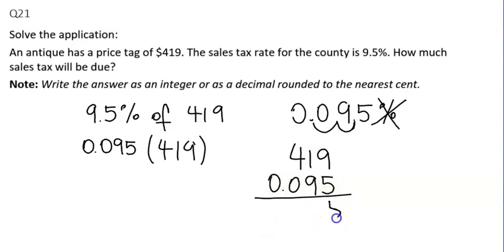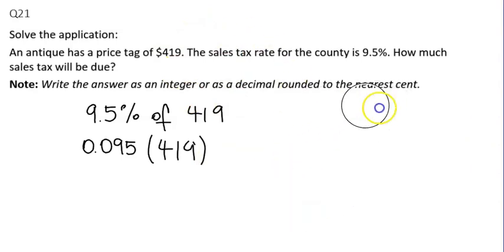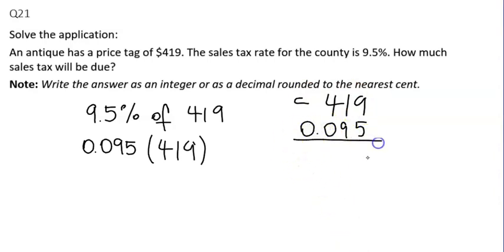5 times 9 is 45, 4. Then you have 9 and you have 20. Nossa, this is not going to fit here at all. Let me erase. Tá. Let's do better. Now, this again. 419 times 0.095. 45 go 4. This is 9 and this is 20.